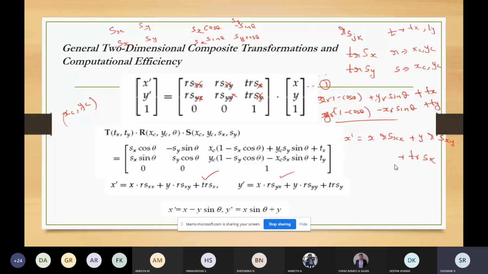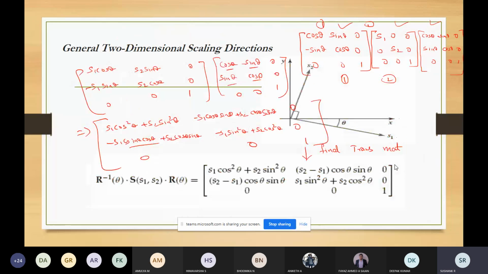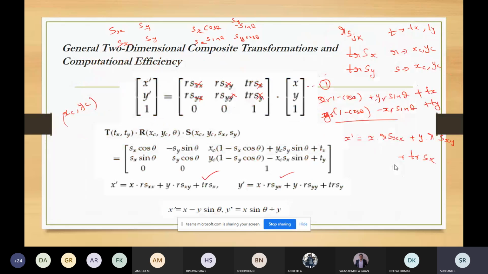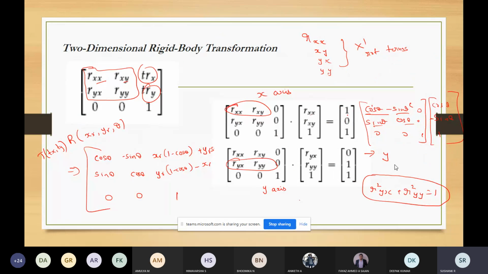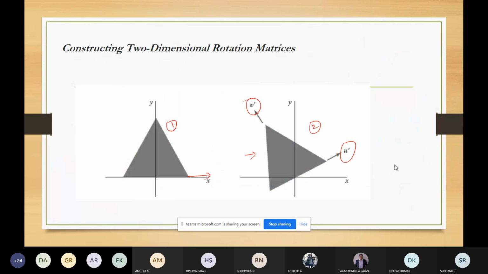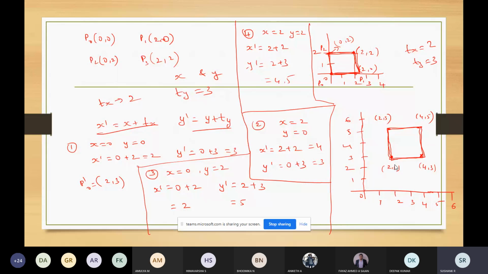Today we have spoken about three concepts. One is general two-dimensional scaling: how do you scale. The second one is computational efficiency for two-dimensional composite transformation and two-dimensional rigid body transformation. Then one example problem to perform the translation. In the next class, we'll solve one example related to rotation, scaling, and so on.